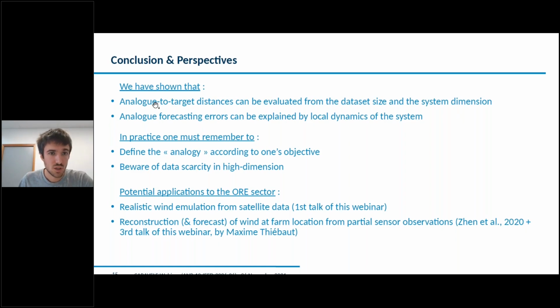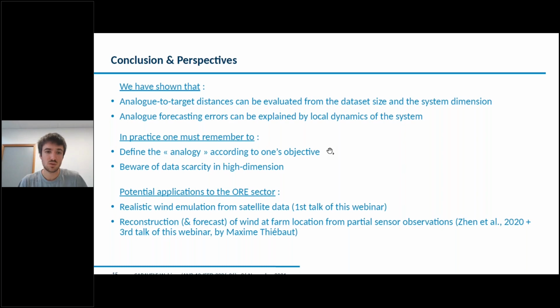So some conclusions. We've seen the analog-to-target distances, and we've seen that they can be evaluated from the dataset size and the dimension of the system. In my work, I've shown that analog forecasting errors can be explained by local dynamics of the system. We can talk more about that in the question session. You have to remember in practice to define the analogy according to your objective, as Romain was also talking about.